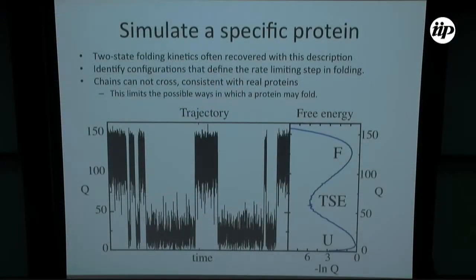So when people started using these proteins, this is what we're really used to seeing now. We look at, say, the number of native contacts to describe how folded a protein is, and you have that the protein is folded, unfolded, refolded. For many proteins that are known to be two-state folders, you still get two-state dynamics.